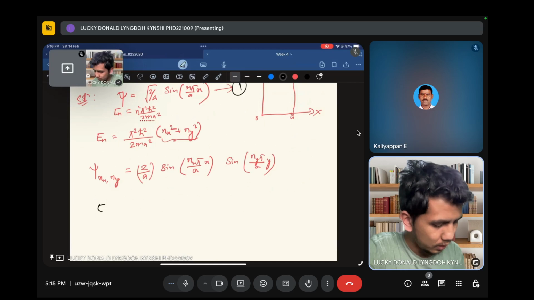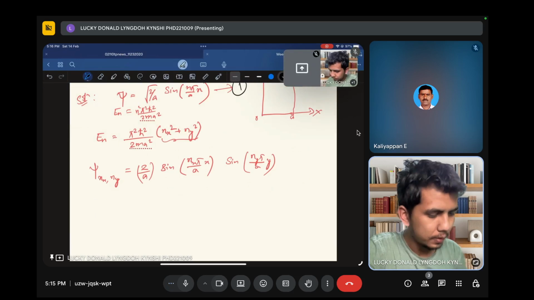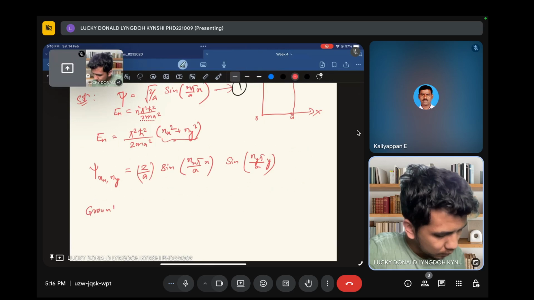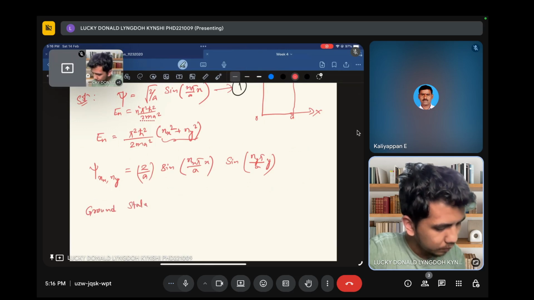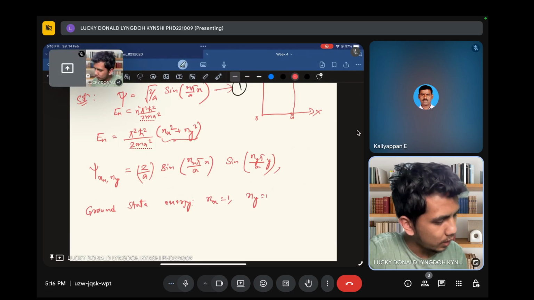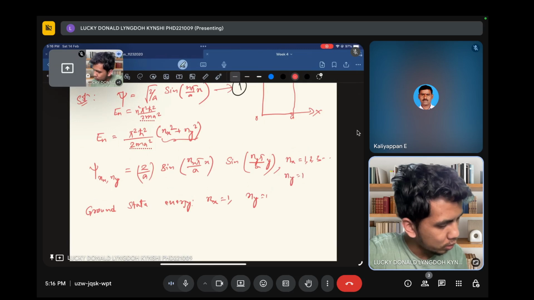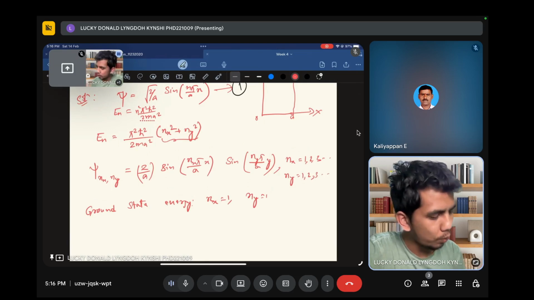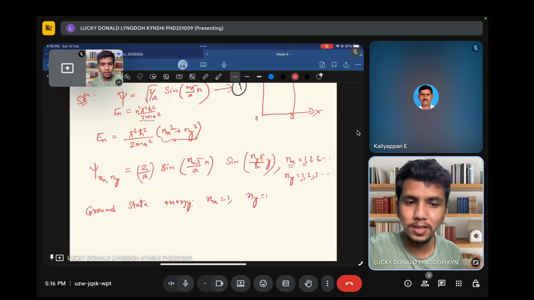So the ground state energy without correction is given by nx equal to 1 and ny equal to 1, because here nx can go 1, 2, 3 and ny is also 1, 2, 3. So the ground state means the lowest energy state. The only possibility is nx equal to 1 and ny equal to 1. This is the lowest energy state.